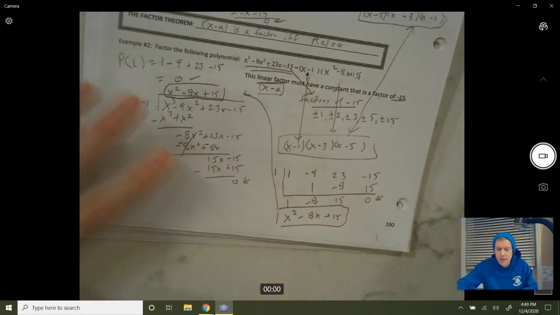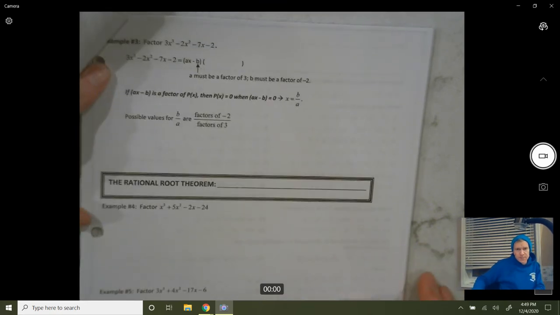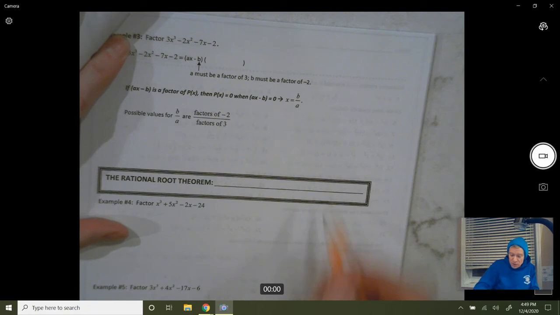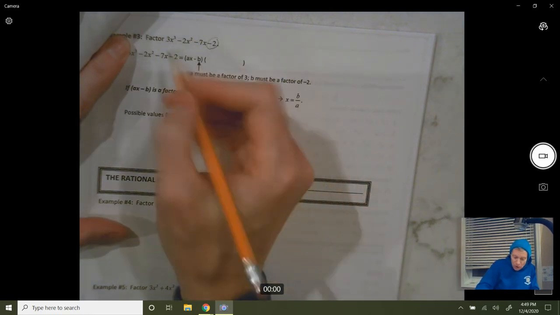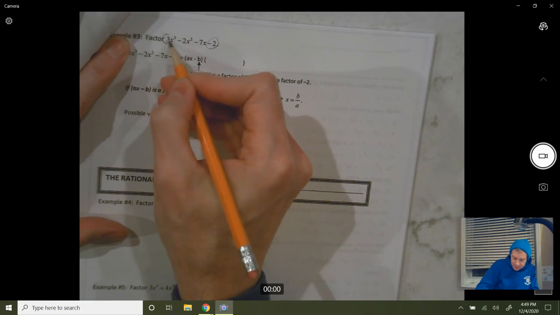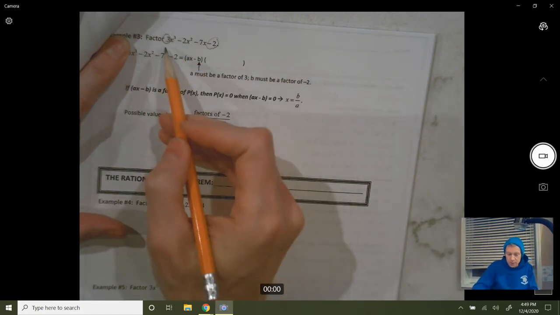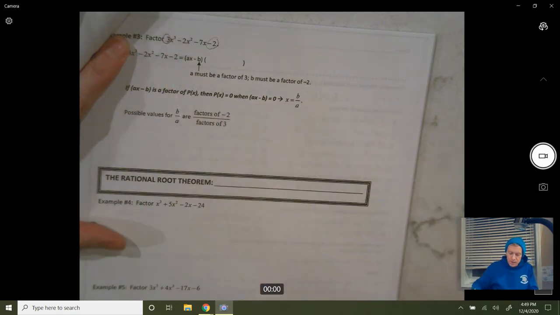Okay, now let's go on to the next page. We're going to try a brand new one, and this one is a little bit more complicated. We want to factor this thing. Now, in the previous one, all we had to do was look at this constant. But now we're also going to have to look at the lead coefficient. The reason is because in the previous problem, the lead coefficient was 1. In this problem, the lead coefficient's 3, so that makes it a little bit more complicated, okay?